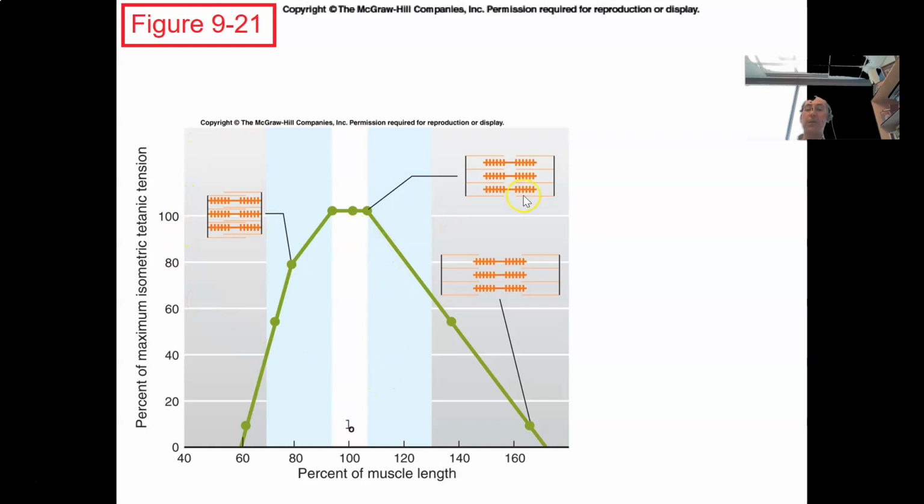You can see these pictures here that when you're at this point, there's too much overlap of actin and myosin, so you don't get optimal contraction. And over here, where you have an overextension, you have, again, not enough actin and myosin overlap, therefore you don't get as much force production. Here you have the sweet spot where you have maximum actin and myosin overlap, and you get maximum force production.